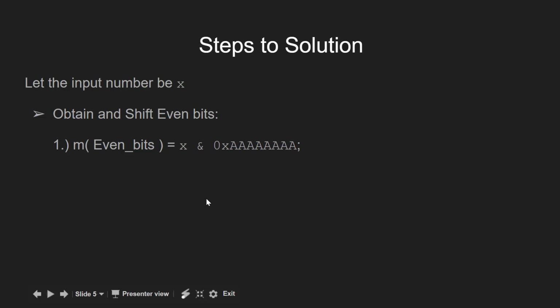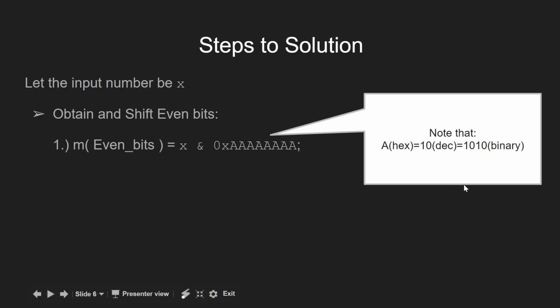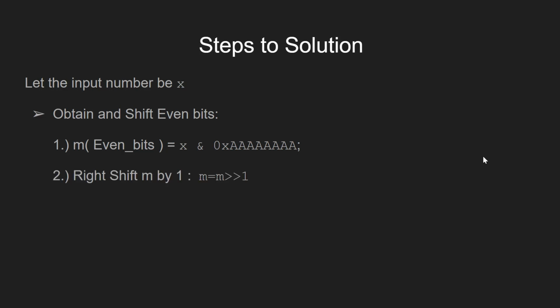So first of all, we need to separate all the even bits in x by doing its bitwise AND operation with the series of A's in hexadecimal. Note that A in decimal system is equal to 10 and it contains all even bits as 1, whereas all odd bits are 0. Hence, m only contains all even bits of x and that too at even positions. Since these even bits are to be converted to the odd bits in the output, we must shift these bits to the odd positions by right shifting m by 1.